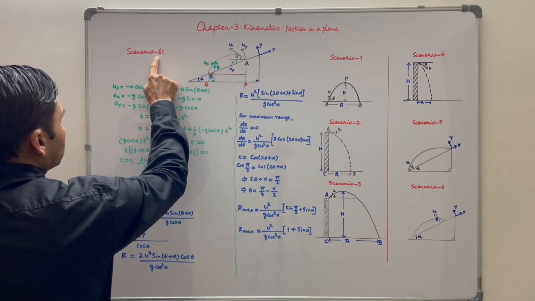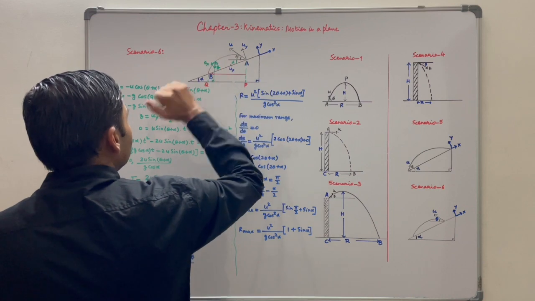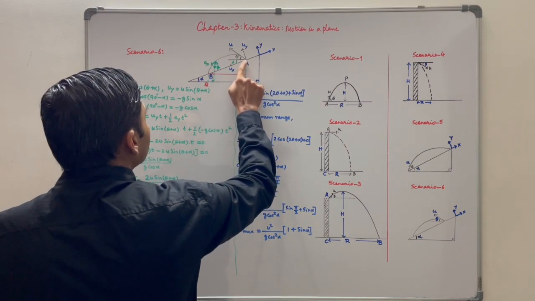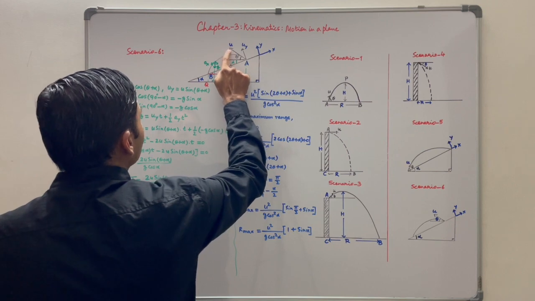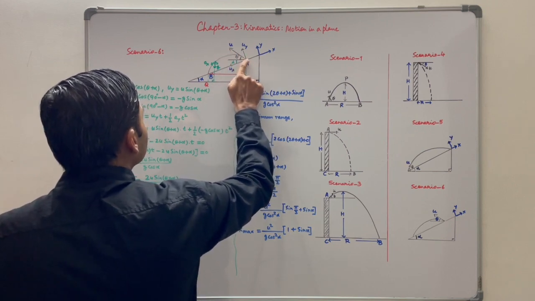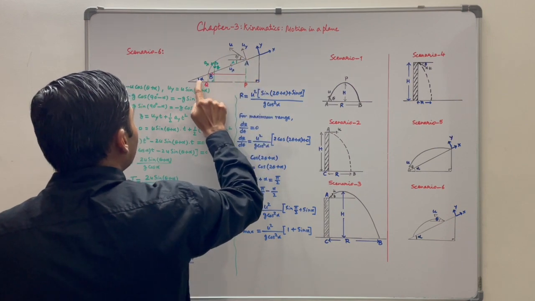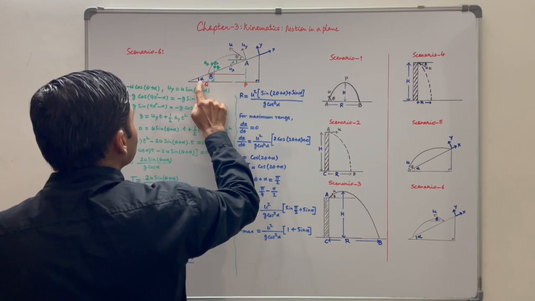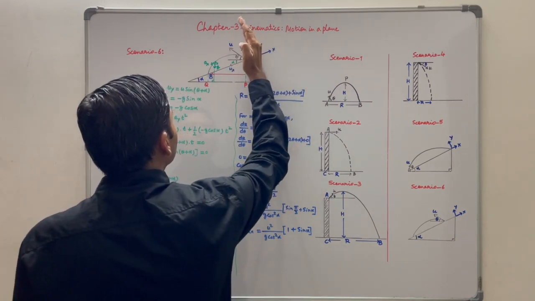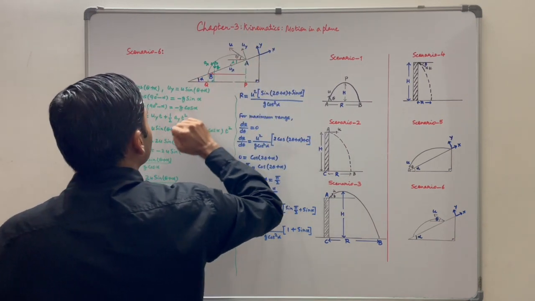Scenario number 6. Projectile motion down the plane. Consider a particle is projected from point A with initial velocity u. It makes an angle theta with the horizontal. It hits the plane at point B. Angle of inclination of the plane is alpha. Along the plane is x-axis and perpendicular to the plane is y-axis.